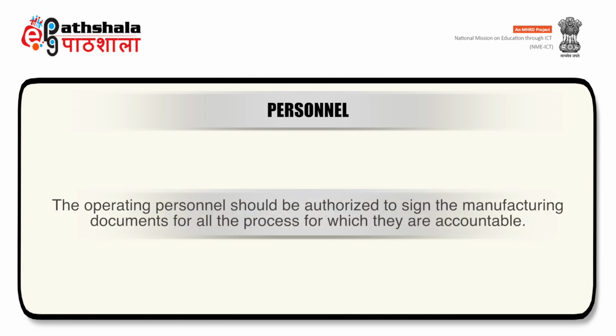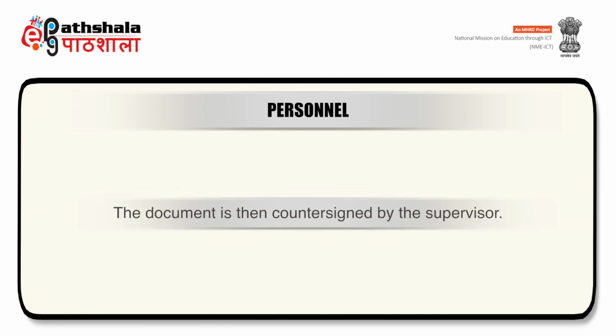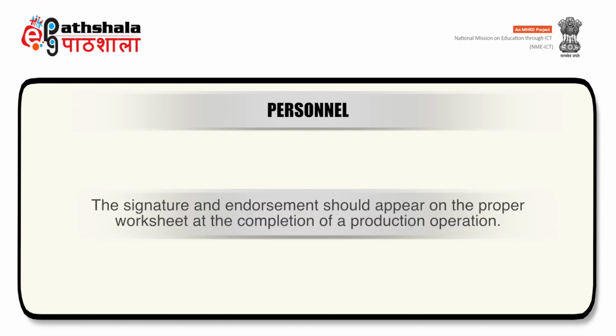Operating personnel should be authorized to sign the manufacturing documents for all the processes for which they are accountable. The document is then countersigned by the supervisor. Signature and endorsement should appear on the proper worksheet at the completion of a production operation.